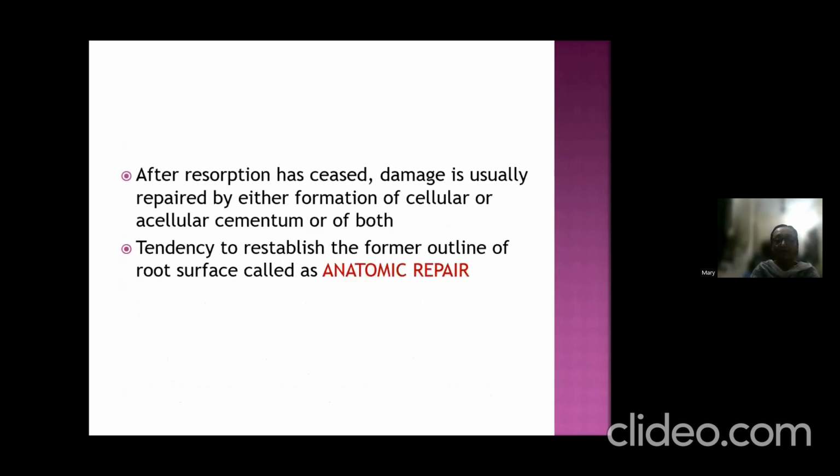So after resorption has ceased, the damage is usually repaired by the formation of cellular or acellular cementum or both. So the tendency of the cementum to re-establish its initial anatomy, that is the ability of the cementum to re-establish the former outline of the root surface, is also called anatomic repair. That is, it restores the previous anatomy of the tooth. So this type of repair is known as anatomic repair.